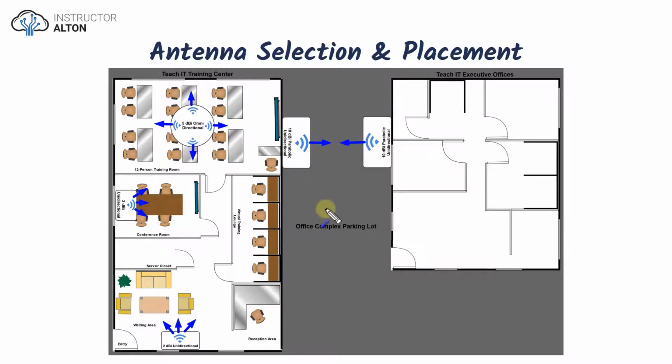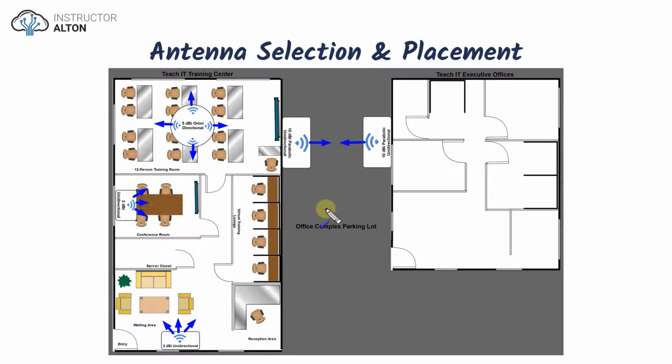Now, you may be asking, how do I know what dBi I need? Well, that is where your site survey comes into play. You have to do a bit of testing and a little bit of experimenting with different antenna strengths. And then as you do some testing, some mocking up, you'll end up identifying the appropriate strength of antennas. So that's antenna selection and placement.